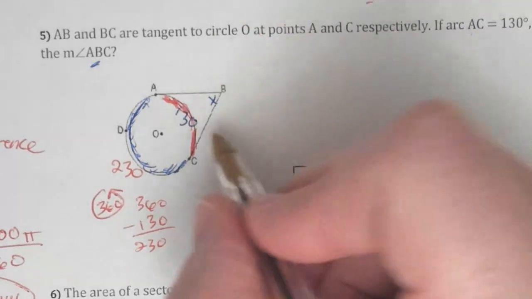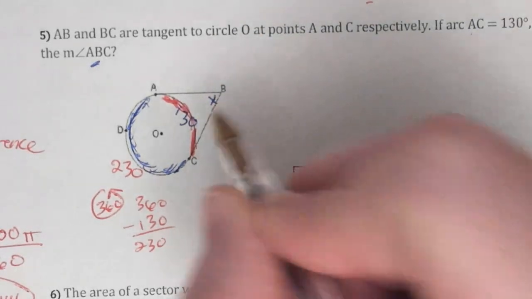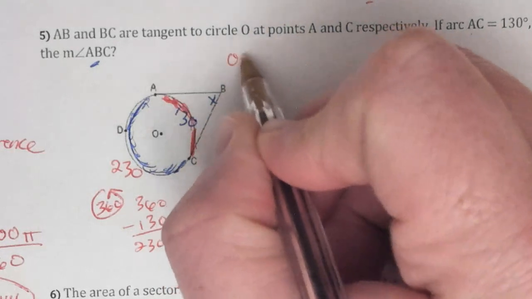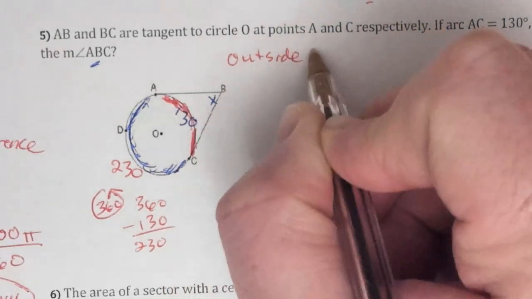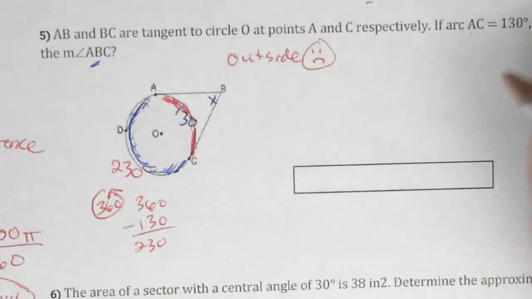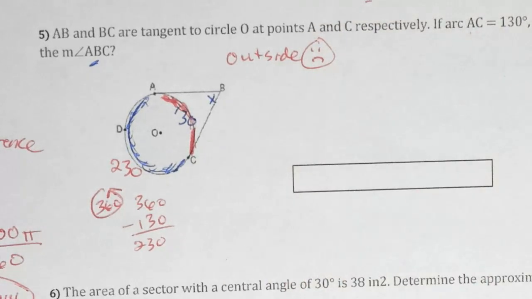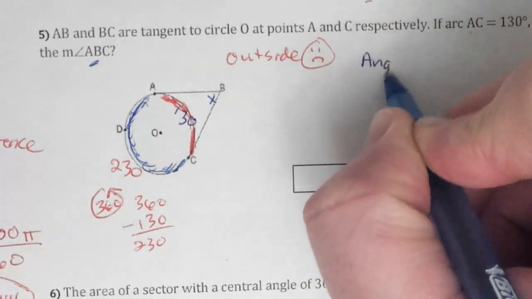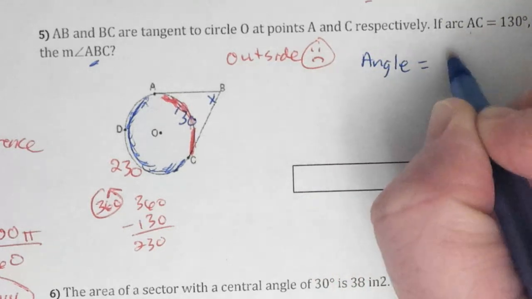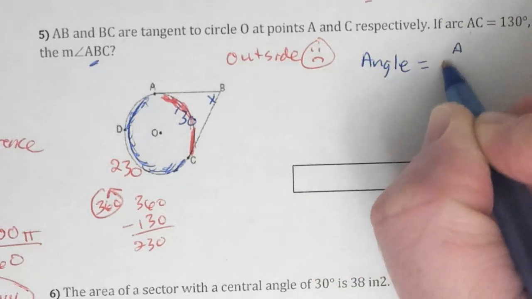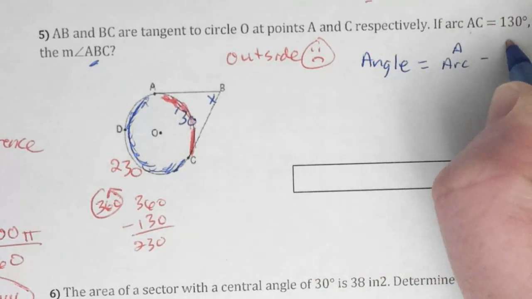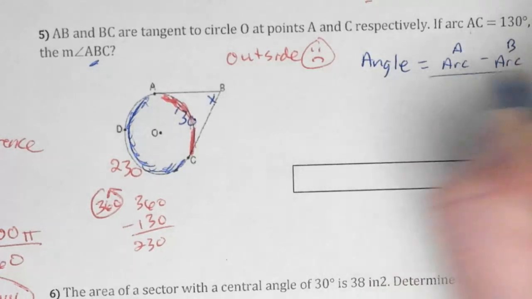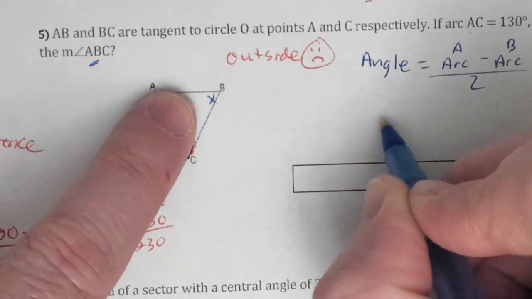All right, so now is the angle on the inside, outside, all that stuff. So it's on the outside, right? So if we're on the outside, we're sad. We're super sad. So we're going to take the angle, and that's going to equal the arc A minus arc B all over 2.